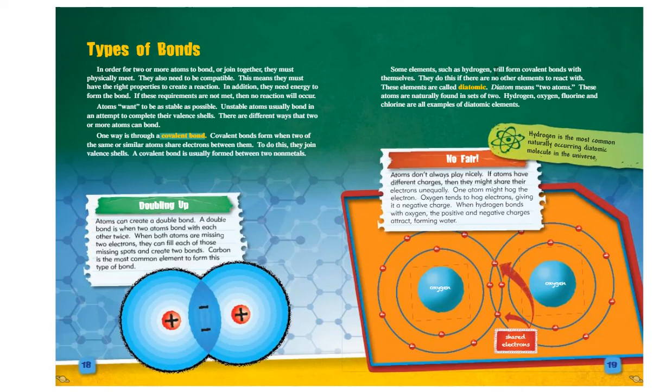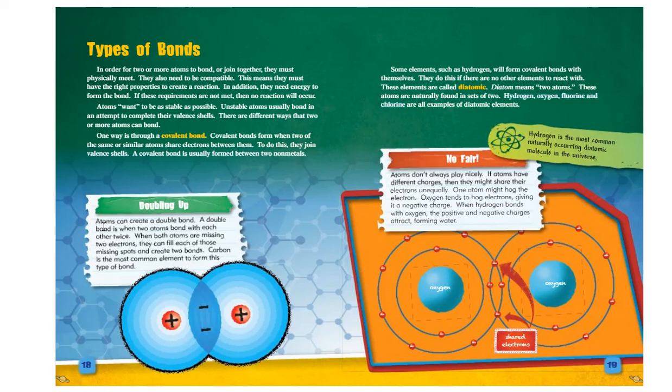Some elements, such as hydrogen, will form covalent bonds with themselves. They do this if there are no other elements to react with. These elements are called diatomic. Diatom means two atoms: di, meaning two, combined with the word atom. These atoms are naturally found in sets of two. Hydrogen, oxygen, fluorine, and chlorine are all examples of diatomic elements.